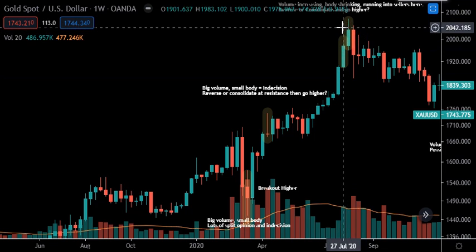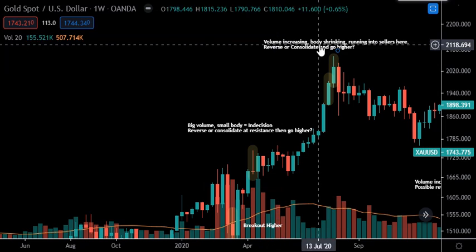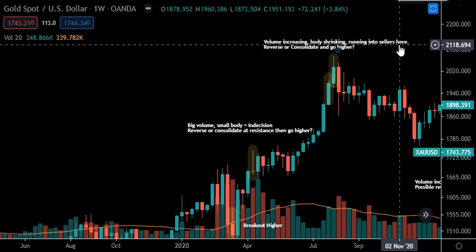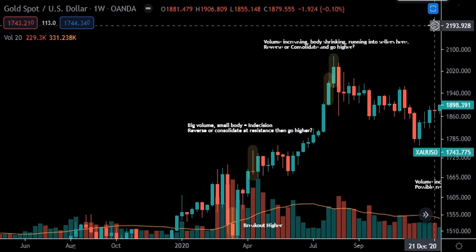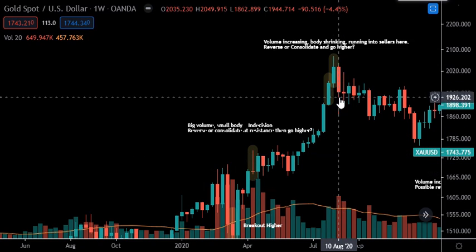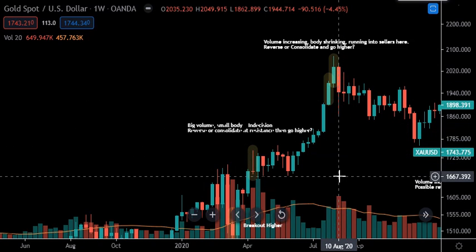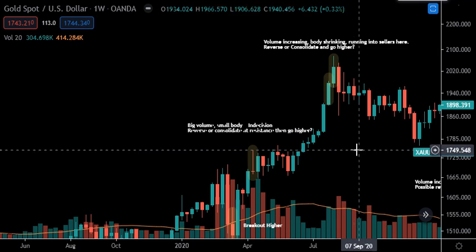There's some sellers. We got a resistance level right in here. Volume increasing, body shrinking, running into sellers here. We're going to reverse or consolidate and go higher. As you can see, the very next week, lots of sellers stepped in. We get a couple inside weeks here of indecision.